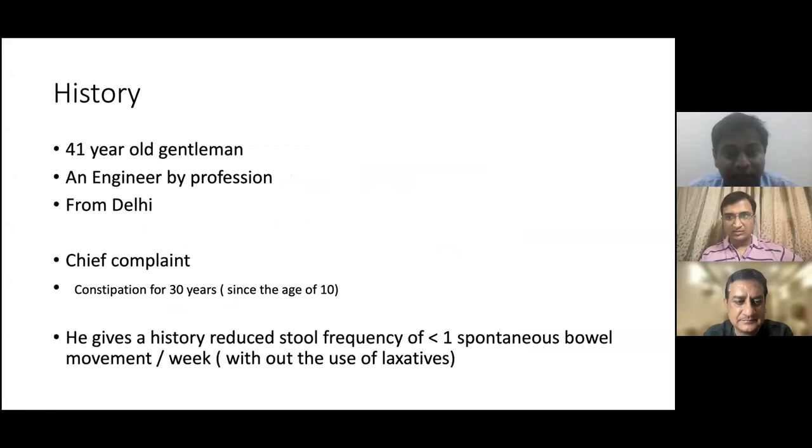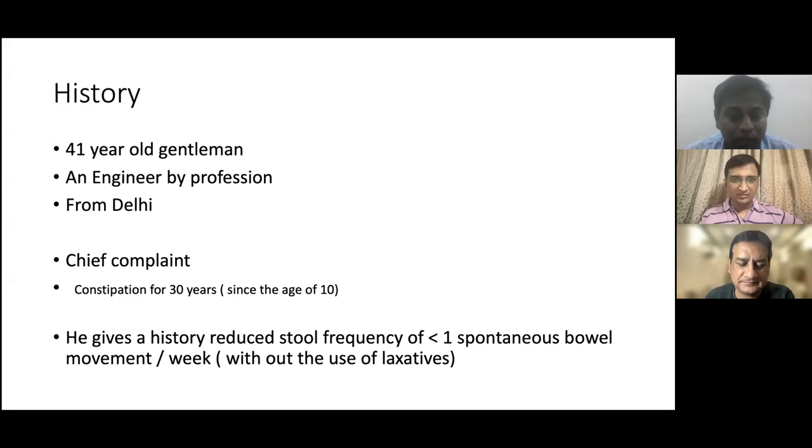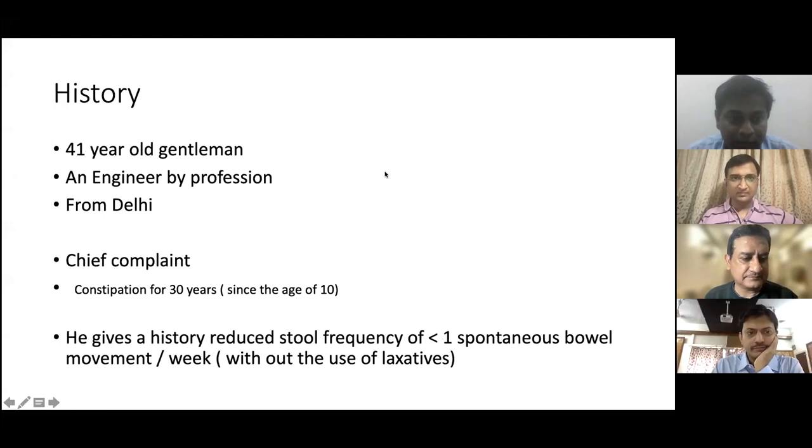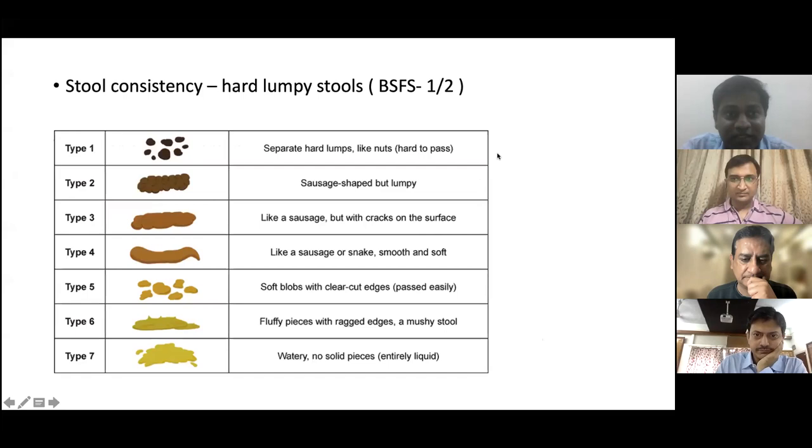Presenting the second case. This is a 41-year-old gentleman, an engineer by profession from Delhi. His chief complaint was constipation for the past 30 years, that is since the age of 10. He gives a history of reduced stool frequency, less than one spontaneous bowel movement per week, without the use of laxatives. His stool consistency was Bristol 1 and 2, which basically consisted of hard, lumpy, pellet-shaped stools.